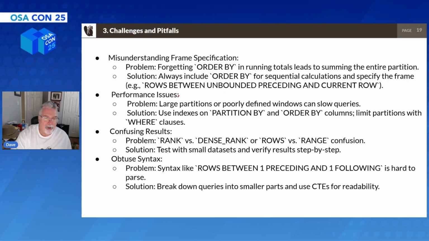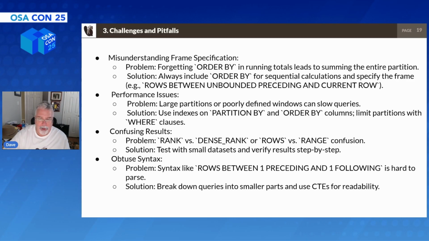Performance issues. Large partitions or poorly defined windows can slow queries. If you want to break down by every customer, by country, or by city, that's going to be a lot easier than doing it by the entire planet. So make sure you're scaling your query the way you want.